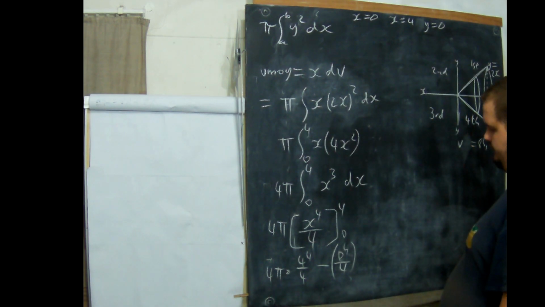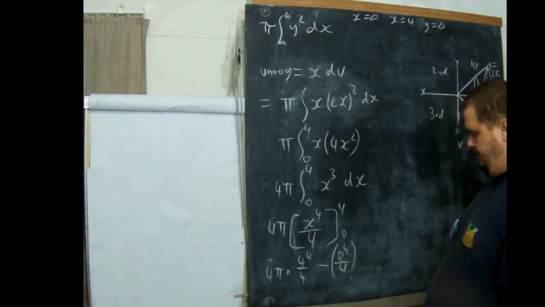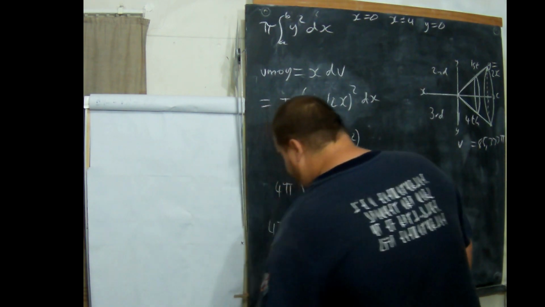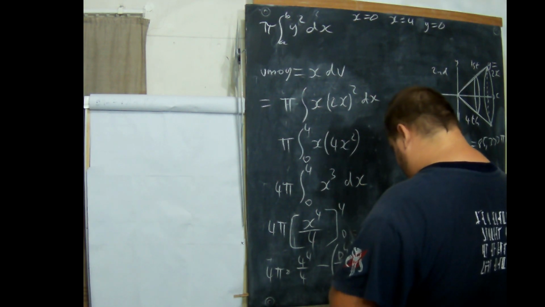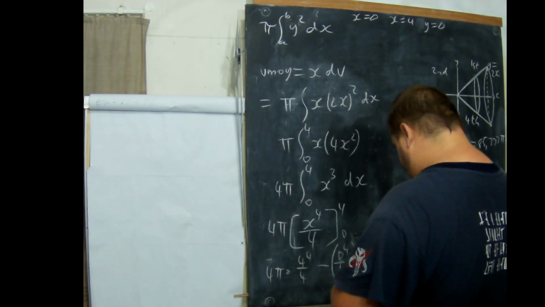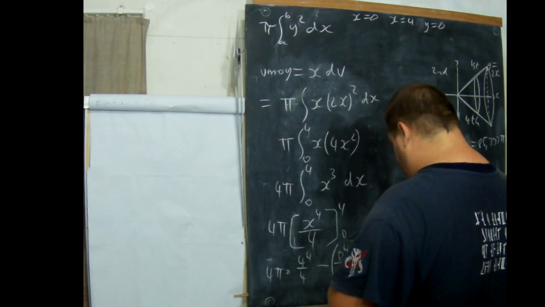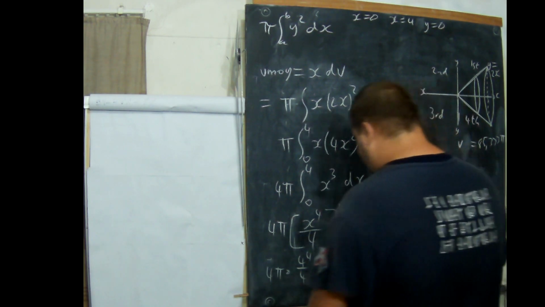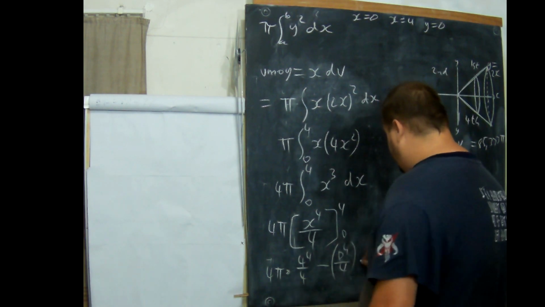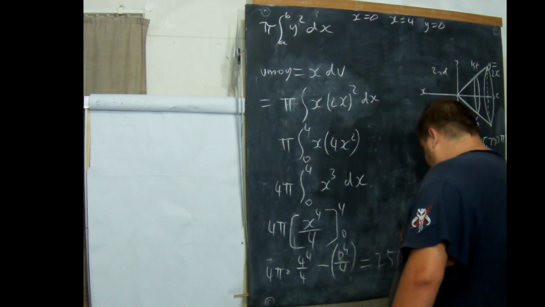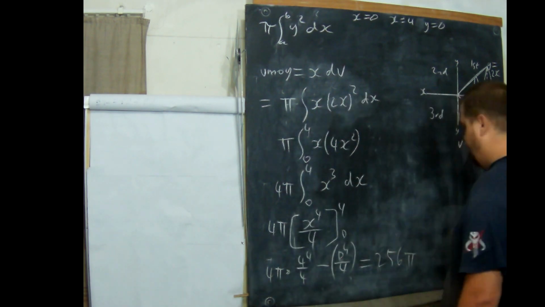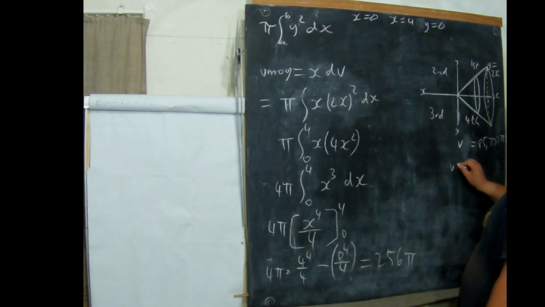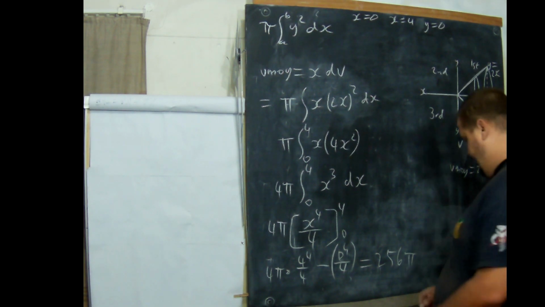Okay, so 4 to the power 4 over 4 times 4 pi equals 256 pi. So VMOY is 256 pi.